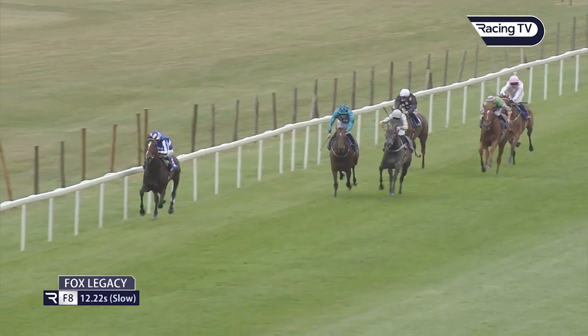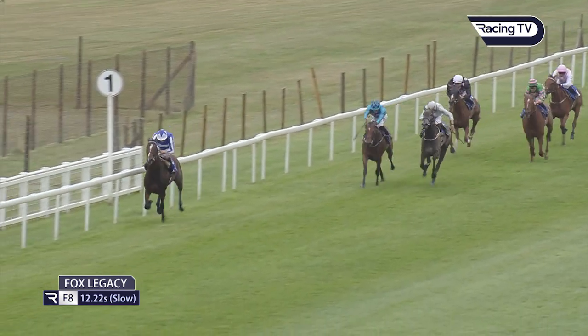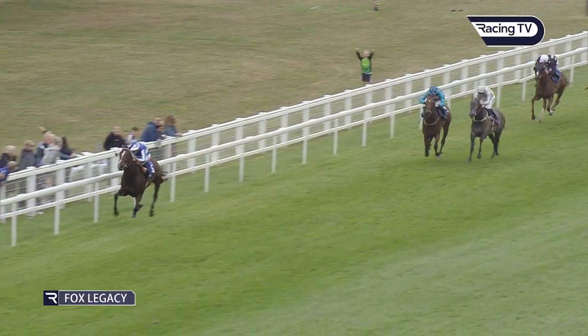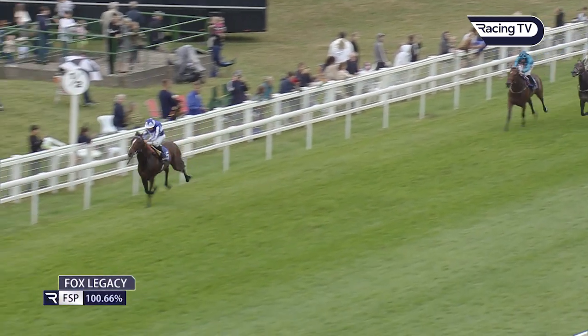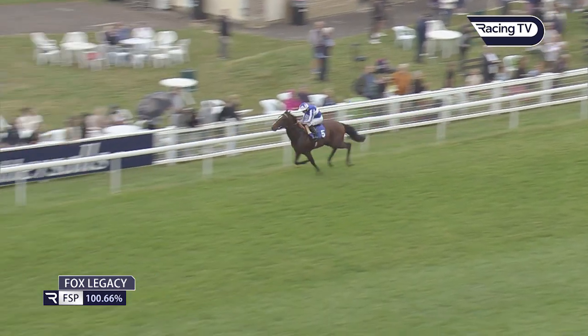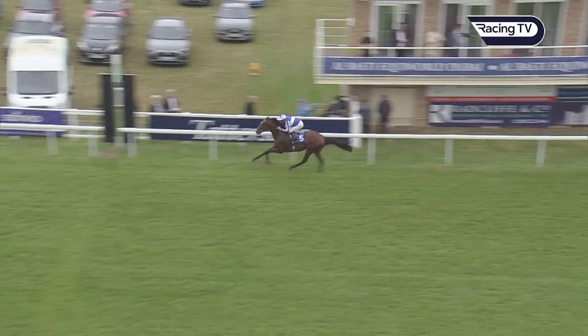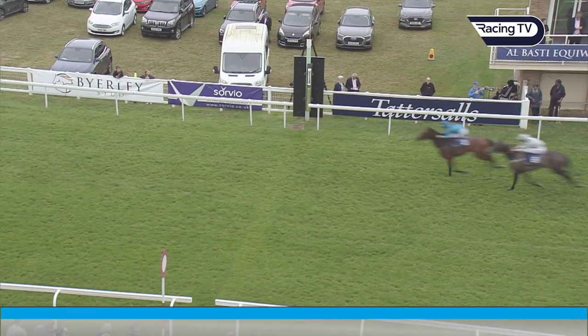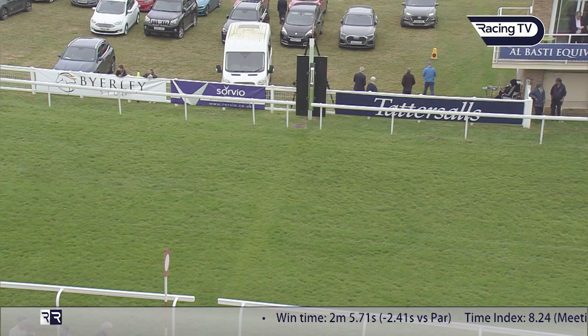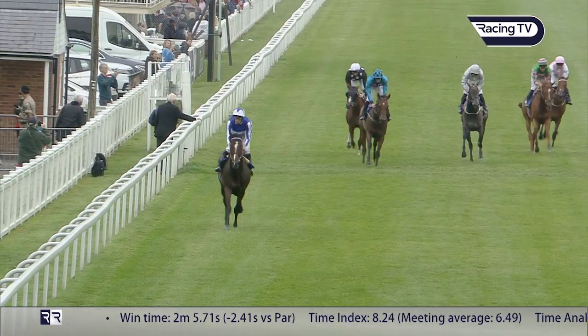Furlong 8, 12.22, rated as slow. That's just an example of what he was achieving in those closing stages. And his finishing speed percentage was 100.66. So he's been rated evenly, but in a different way than you'd expect, not by running even 12-second furlongs, but by running hard early on and then getting a little bit tired in the latter stages.